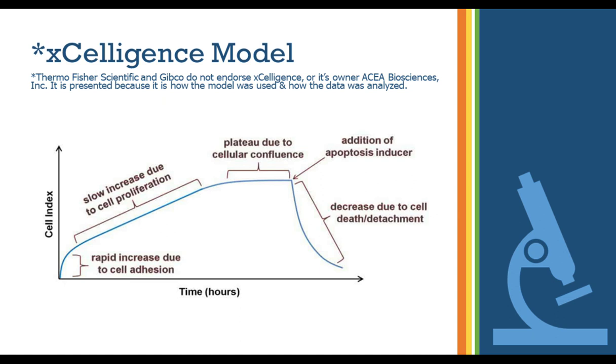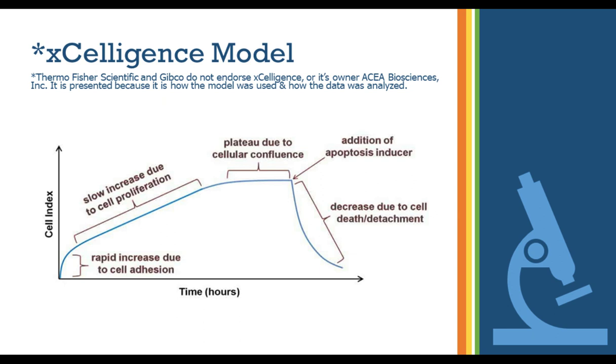When you first add the cells, you'll see a rapid increase in the trace as the cells begin to adhere and impede the electron flow. You'll then have a slower increase due to cell proliferation in the middle, especially if it's a slower growing cell line. And then you'll get a plateau once the cells have reached confluence and really block the electron flow through the culture. That is your baseline cell barrier.